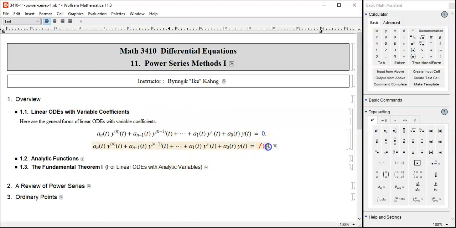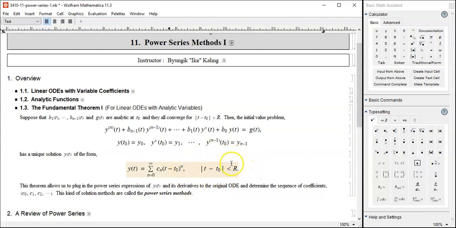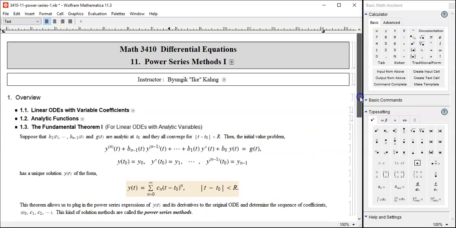So for example, f of t is analytic in a certain radius of convergence, say R_F, and then A0 is analytic with radius of convergence R0, and then this one has radius of convergence R1, and so on and so forth. And what we are going to take is the smallest of them all, and take that as my radius of convergence, and within that interval, I'm going to get a unique solution like this in a power series form. That is basically the theoretical foundation of the power series method.